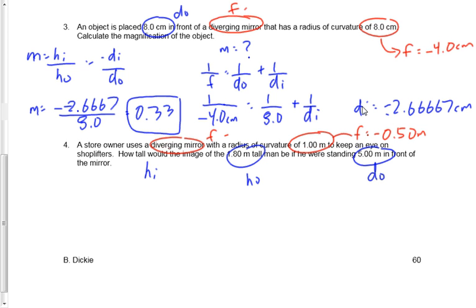What do you want to start with? We're not looking for magnification, so there's nothing to tell us directly that we're going to start with the magnification equation. Actually, there is. The only one with HI in there, which is what we're looking for, is the magnification equation. So I'm going to start with that one.